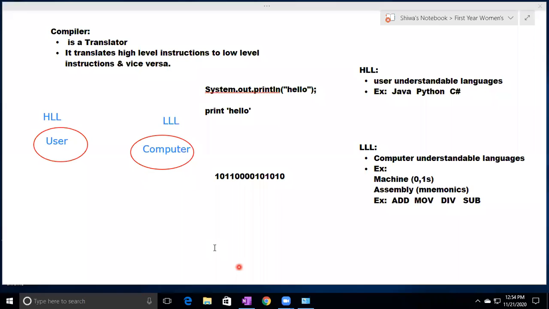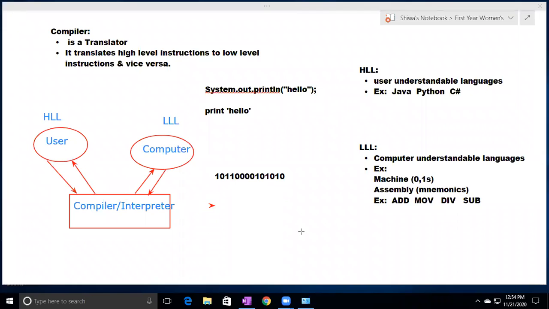translators. They introduced the translators, compiler and interpreter. Compiler and interpreter, both are the translators. They translate high-level code to low-level code and low-level code to high-level code.